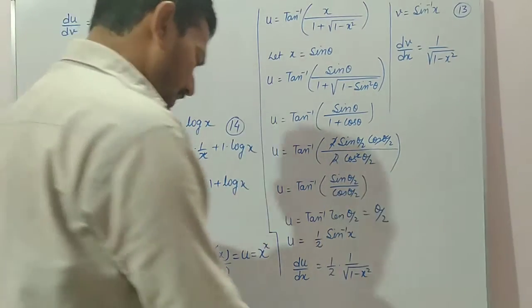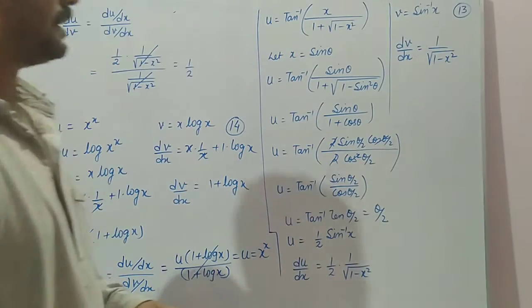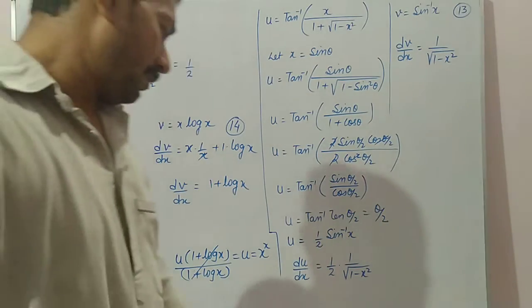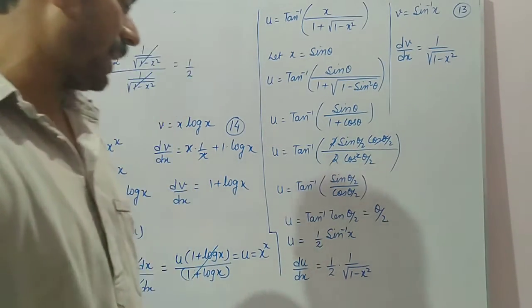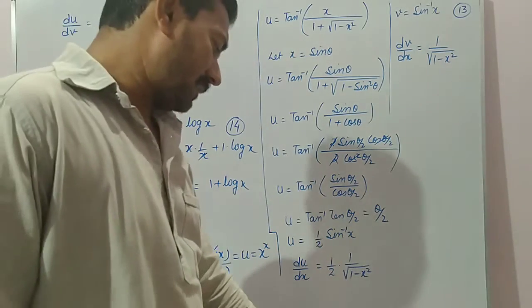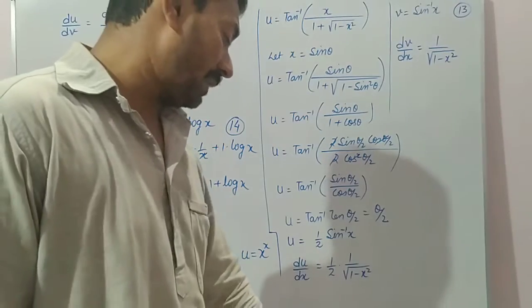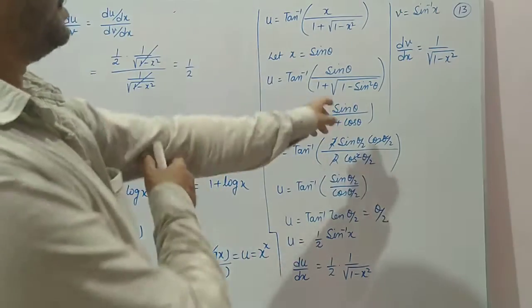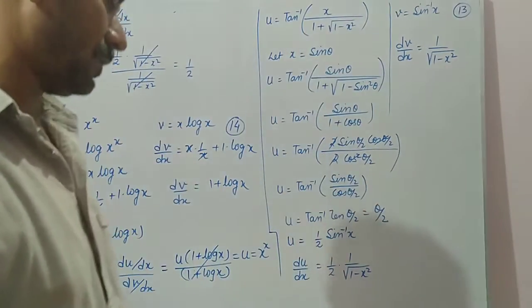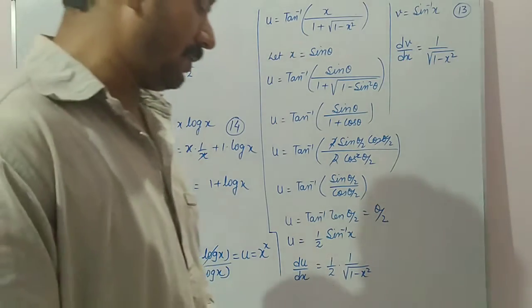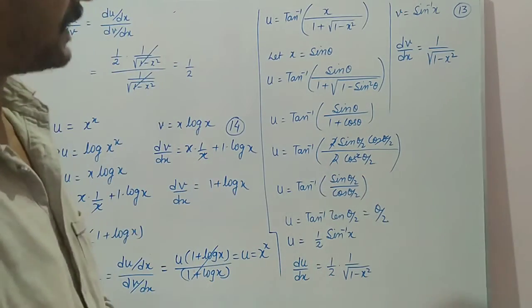Now today we will start with question number 13. In question number 13 it is given: prove that the derivative of tan inverse of x by 1 plus root over 1 minus x square, with respect to sin inverse x, is independent of x.